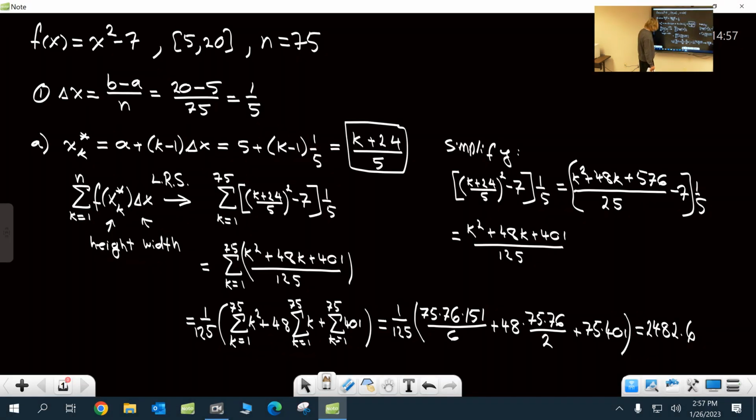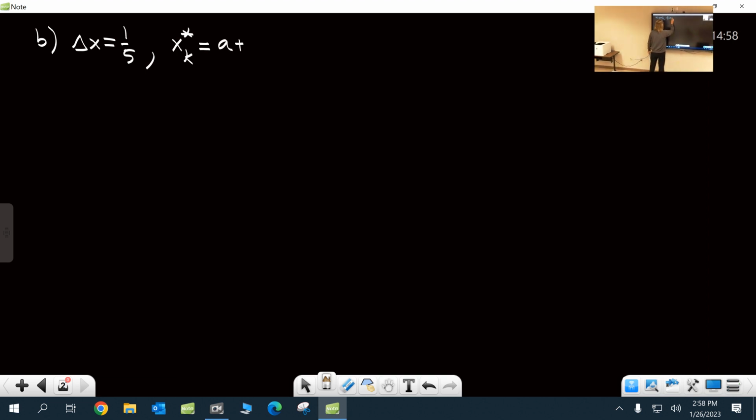So let's go ahead. Now for B, delta x is still 1/5. But because I'm looking at the right Riemann sum, I have to use a different input inside my function. And in that case, x of k star is going to be a plus k times delta x. This will be the easier calculation.